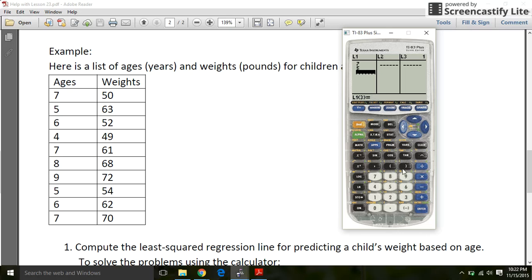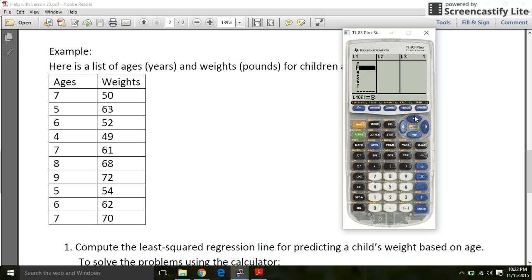I'm going to do 5, 6, 4, 7, 8, 9, 5, 6, and 7. And if you go up, you see I made a mistake. So I need to go correct it.